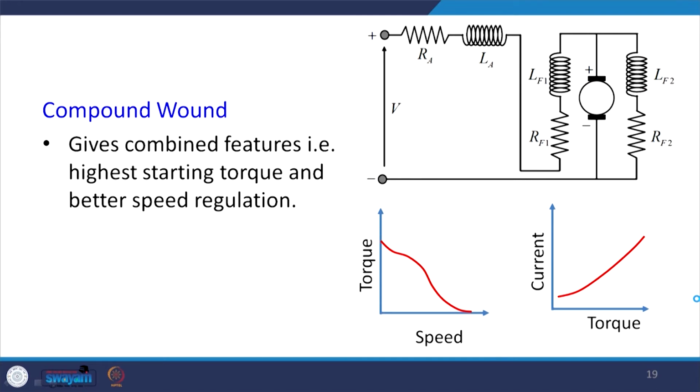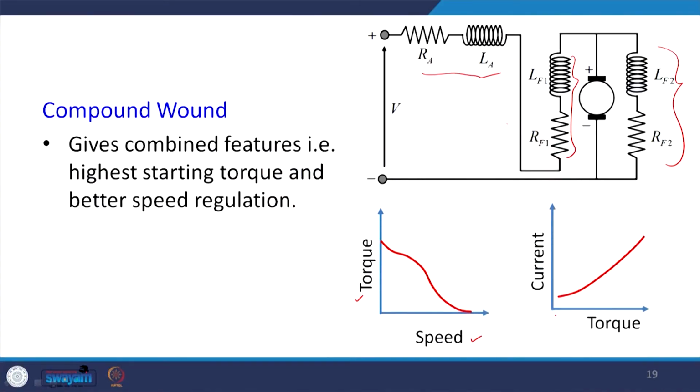Then we have the case of compound wound. In a compound wound motor, part of the field winding is in series with the armature winding, and part is in parallel with the armature winding. This gives the combined feature, that is, higher starting torque and better speed regulation. So, you get the best of both series wound and shunt wound in the compound wound motor.